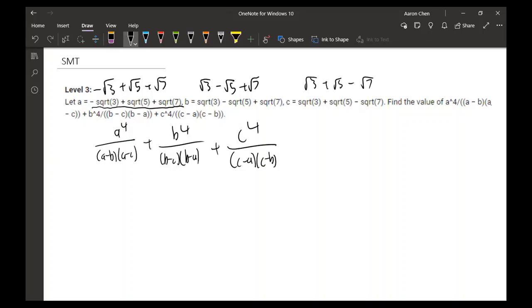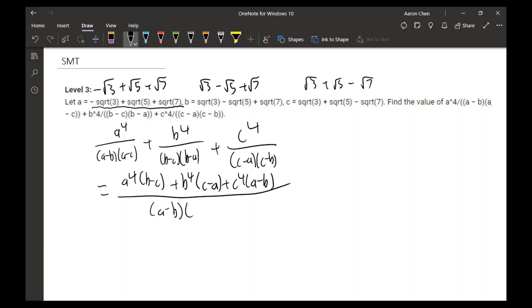And so first of all, we can put all of these fractions over a common denominator. And so to do that, we just multiply them by the missing term. So this is just equal to a to the fourth times b minus c plus b to the fourth times c minus a plus c to the fourth times a minus b, divided by a minus b times b minus c times c minus a.